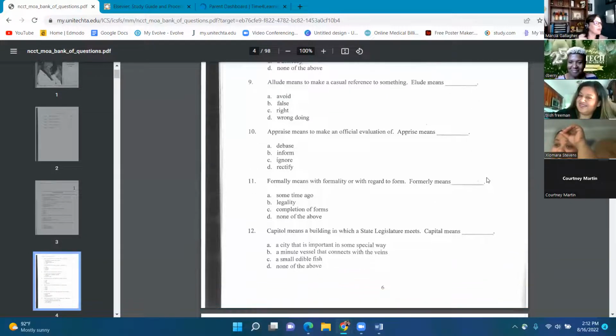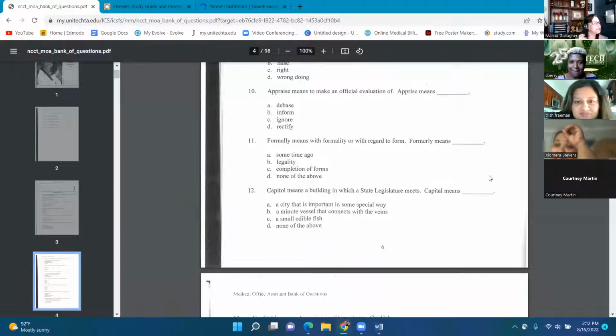At all. Okay. Number 10, appraise. Appraise means to make an official evaluation of. Apprise means debase, inform, ignore, rectify. Ooh, I'm right. I'm going to apprise you of the situation at hand. Inform. I'm going to inform you.